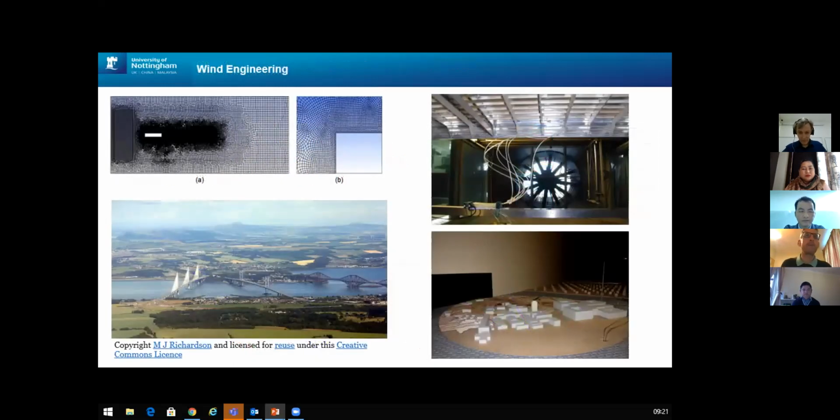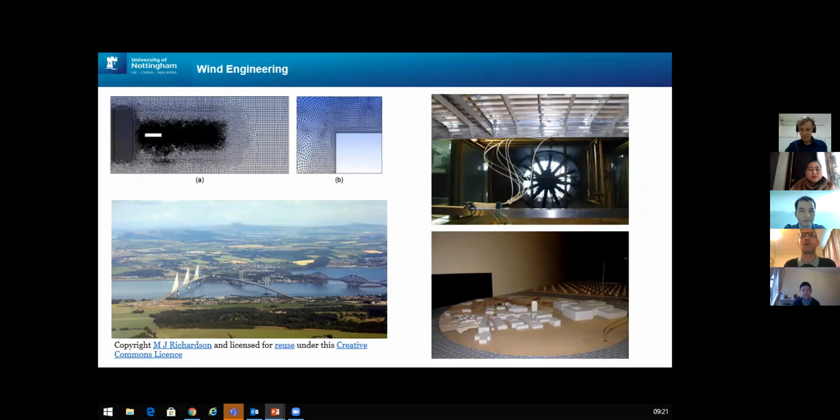So to highlight what we do in terms of wind engineering, a lot of what we do is now computationally based. So we do computational wind engineering where we couple CFD models, as you can see in the top left. This is a mesh around a rectangular section that is a typical or generic bridge deck shape. We connect those to structural analysis models. So you see on the right-hand side, we've also got access to wind tunnels.